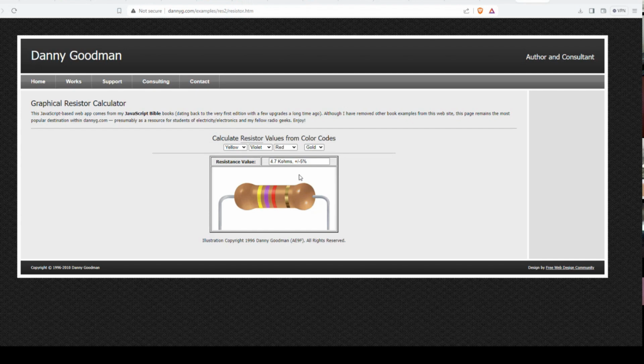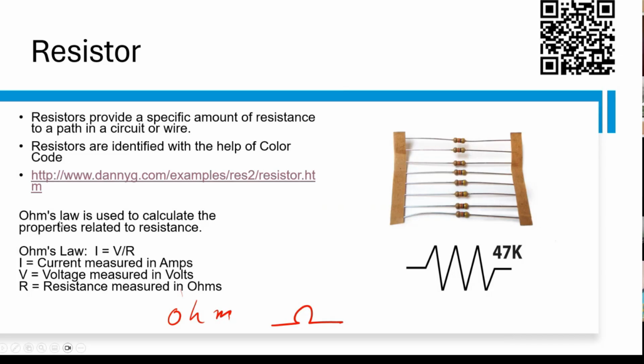You have to do this exercise for at least 2 or 3 resistors, and I want all of you to do this exercise and put the value. Ohm's law formula: I'm not going to explain it, but basically the current that flows through a circuit is the ratio between the voltage and the resistance in the circuit. You can note down this particular formula.